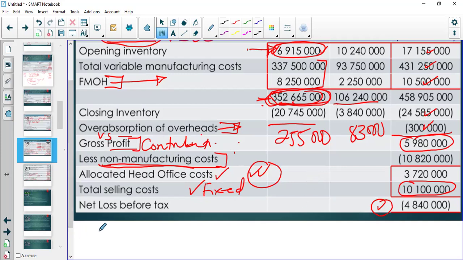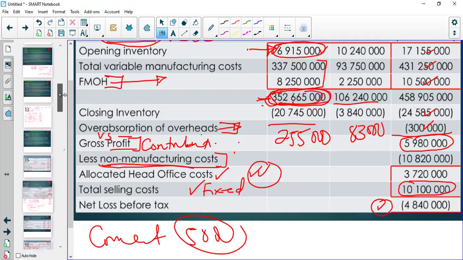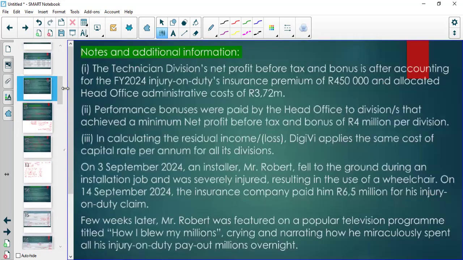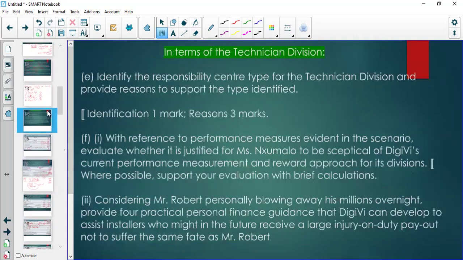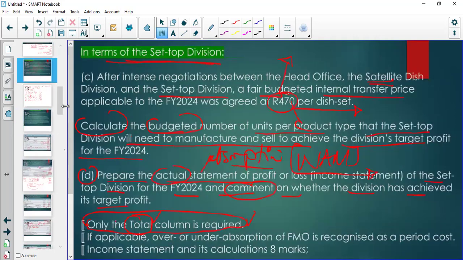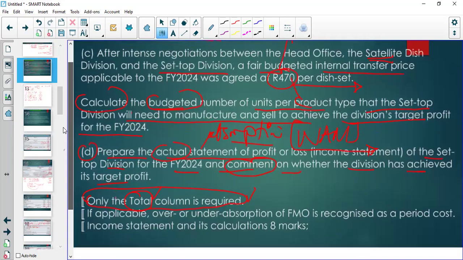And then the final question was saying that you must comment on whether they made sense of the 5 million profit, right? And you have to make a comment based on the answer that you get, and then you're going to be very happy, right? And now we're moving on. I just want to complete this quickly, because we can't go on forever. All right, so I have to complete this quickly.